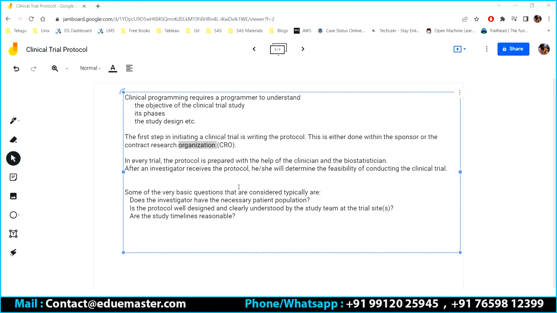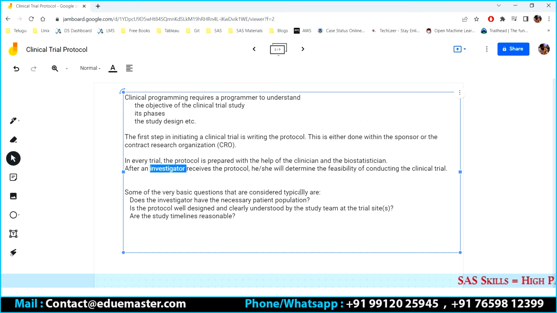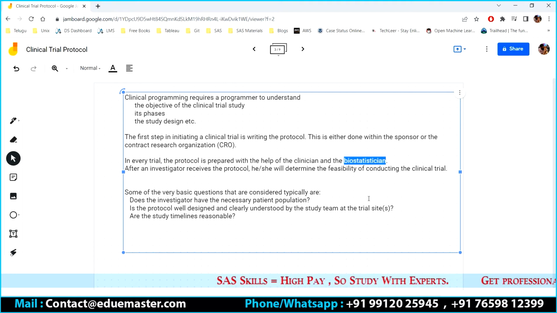All right. Now, who will prepare this protocol? Sponsor, but with the help of who? Right? So here you can see an investigator, or we can also call it a clinician. A clinician or an investigator, both are referring to the same person, which is nothing but a doctor. A clinician or an investigator, along with the biostatistician, will help prepare this protocol.